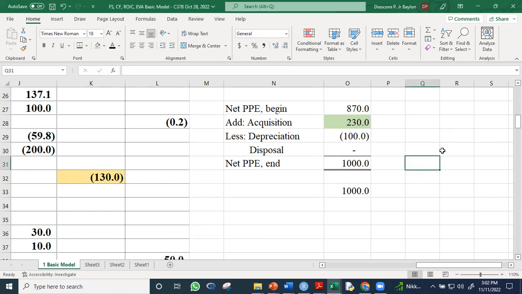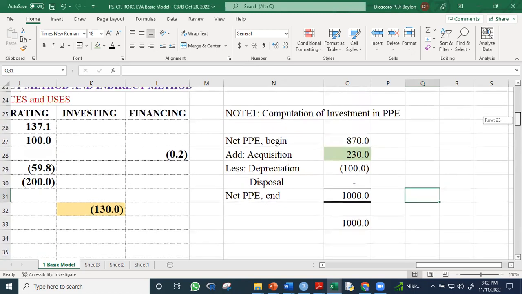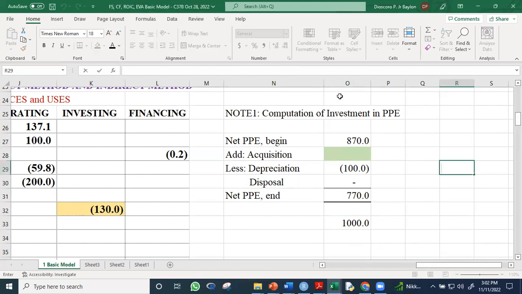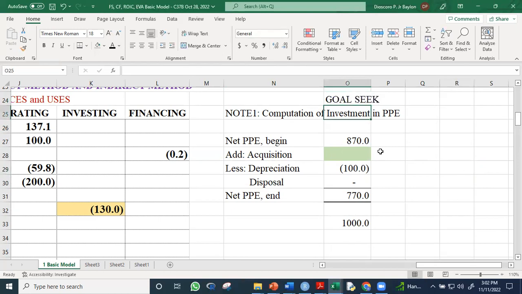Okay, so let's continue. Now what we're going to do is, this is an easy computation, but sometimes it can be quite difficult. So let's remove this. And may I ask you please, once again, kindly chat, had you used the goal seek function of Excel before? Yes or no, please? There's a function in Excel called goal seek. Let me write that. Goal seek. And I'd like to know if you have used this before.